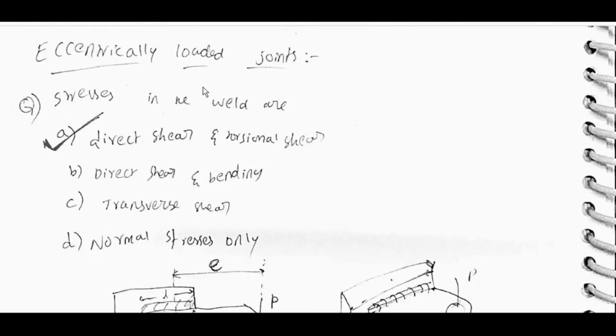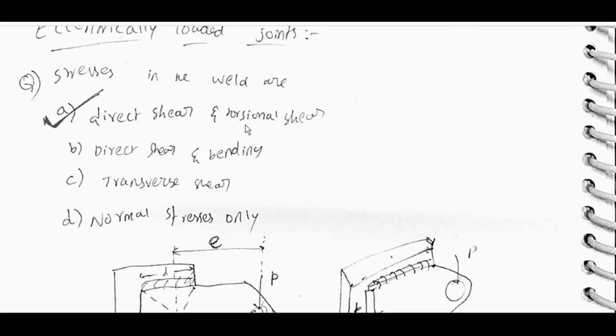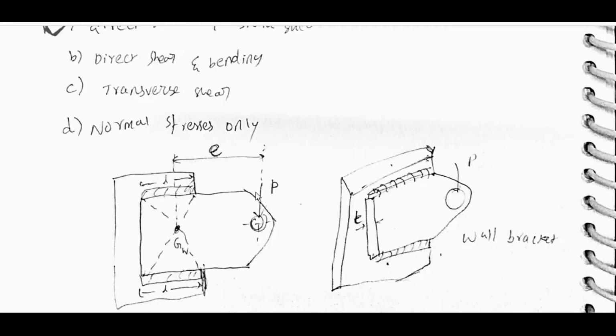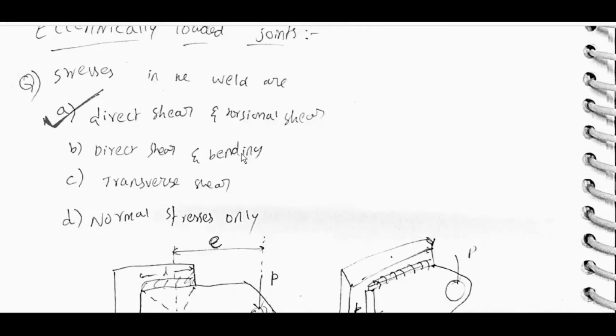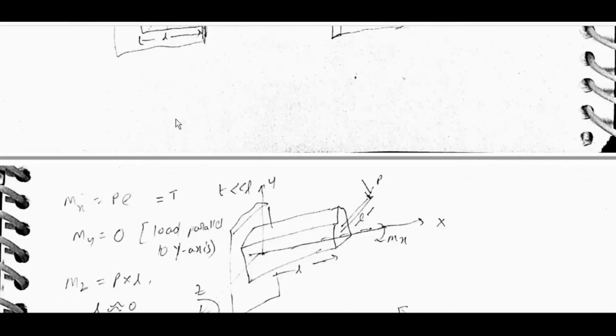Eccentrically loaded joints: stresses in the weld are direct shear and torsional shear. If eccentrically loaded like this, there is direct shear and torsional shear. Consider a wall bracket welded to a plate.